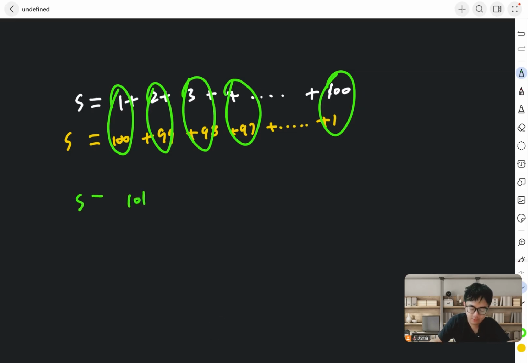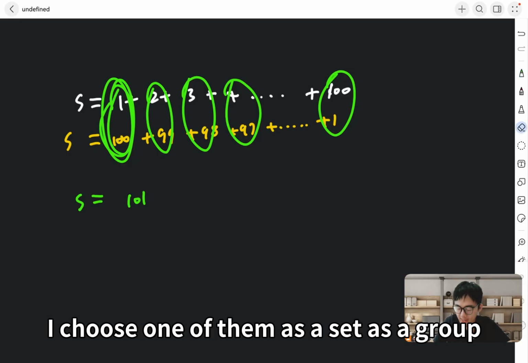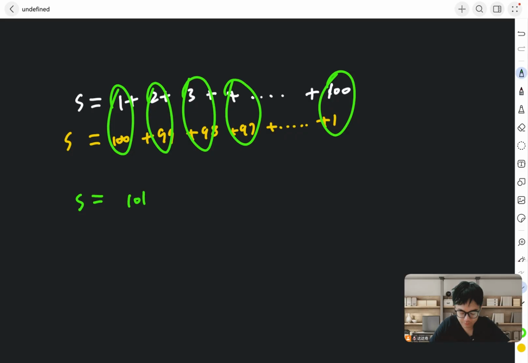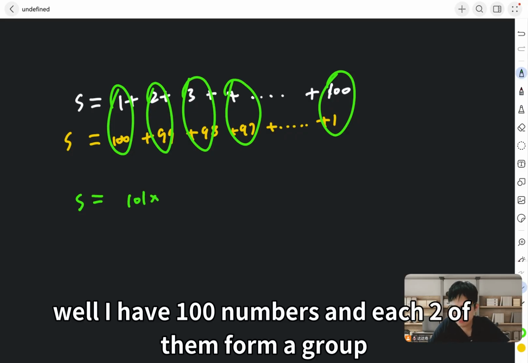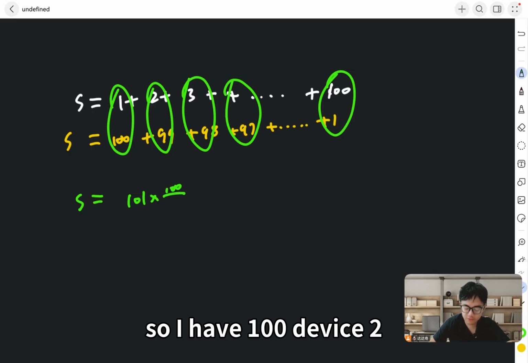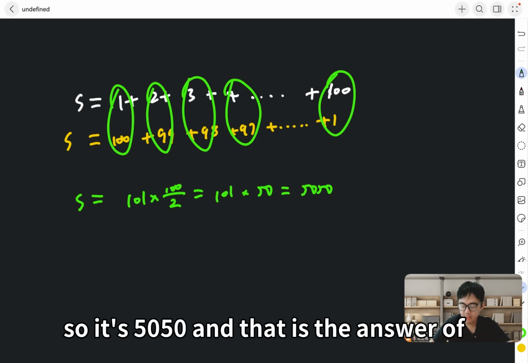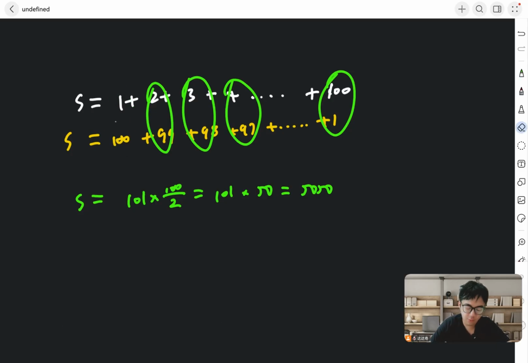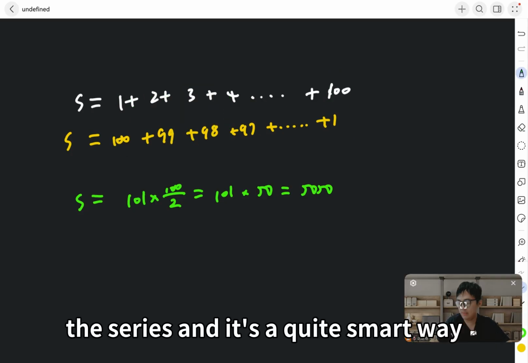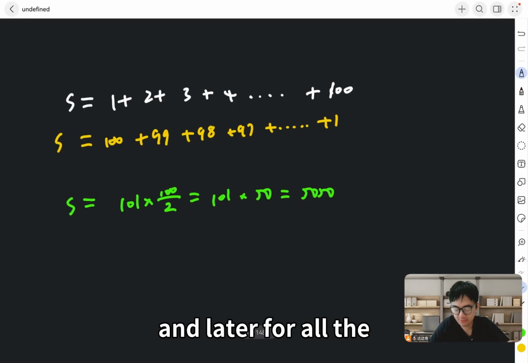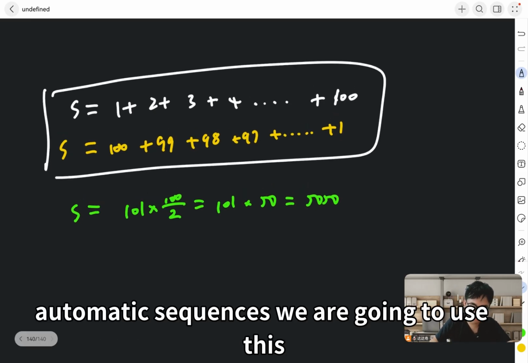So I choose one of them as a set, as a group. So how many groups do I have? Well, I have 100 numbers, and each two of them form a group. So I have 100 divided by 2, which is 50 groups. So it would be 101 times 50, so it's 5050. And that is the answer of the series. It's quite a smart way, and later, for all the arithmetic sequences, we're going to use this.